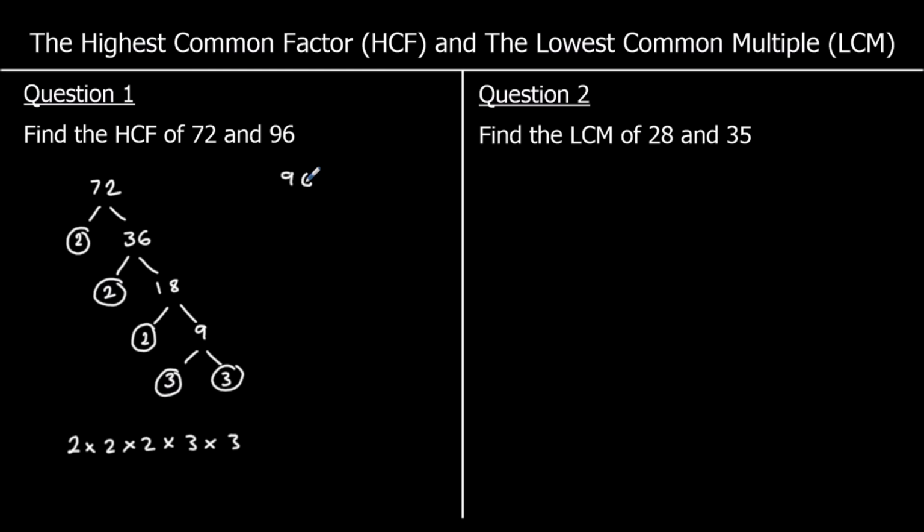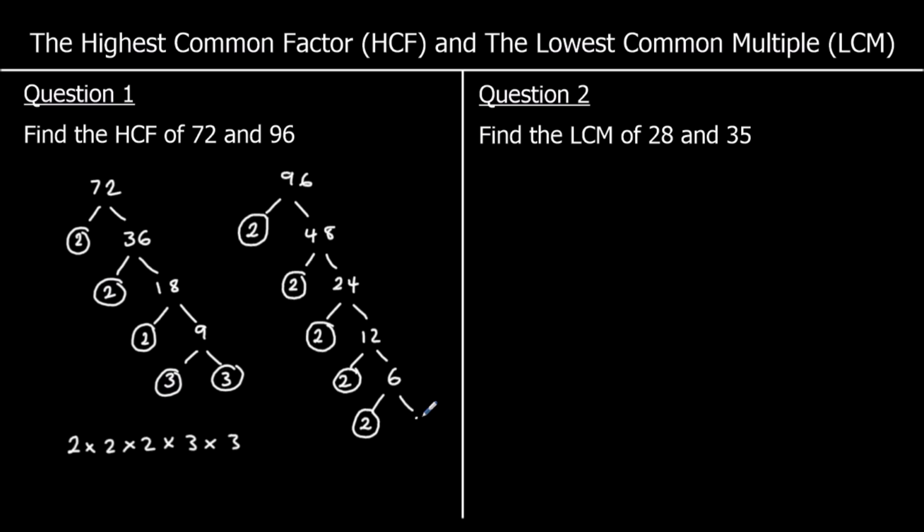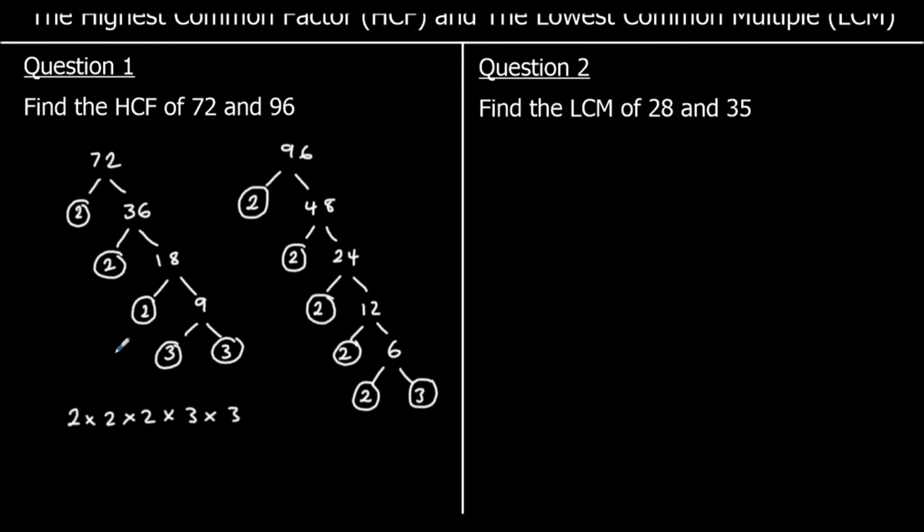96, that's 2 times 48. 48 is 2 24s. 24 is 2 12s. 12 is 2 6s. And 6 is 2 3s. So we've got 2 times 2 times 2 times 2 times 2 times 3.